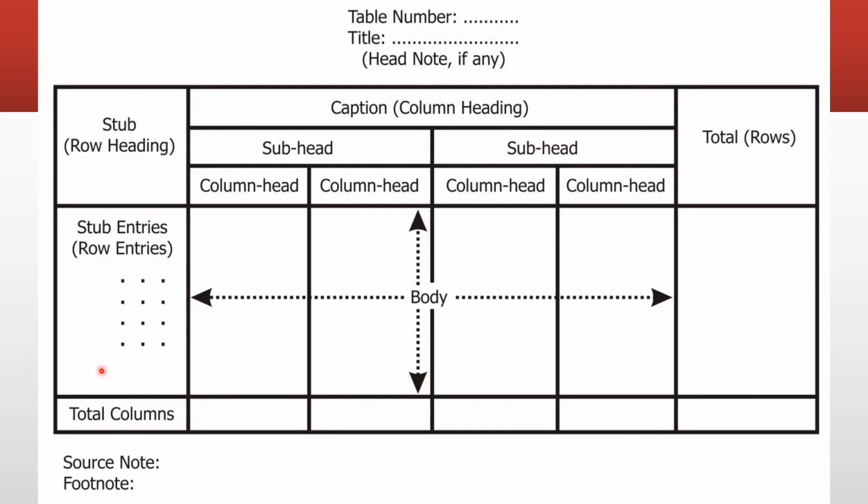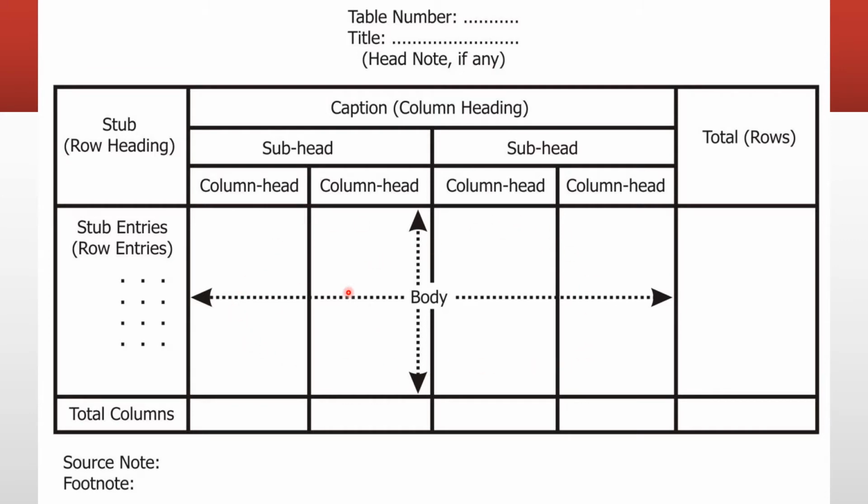You have the stub headings or the row headings. Stub entries will come in the first column, that is the extreme left column. Then you have the column headings, which is the caption, and then you have the total of the rows indicated to the extreme right. You also have subheadings in case you classify or categorize your data further. Then you have the body of the table wherein all your numerical data goes.